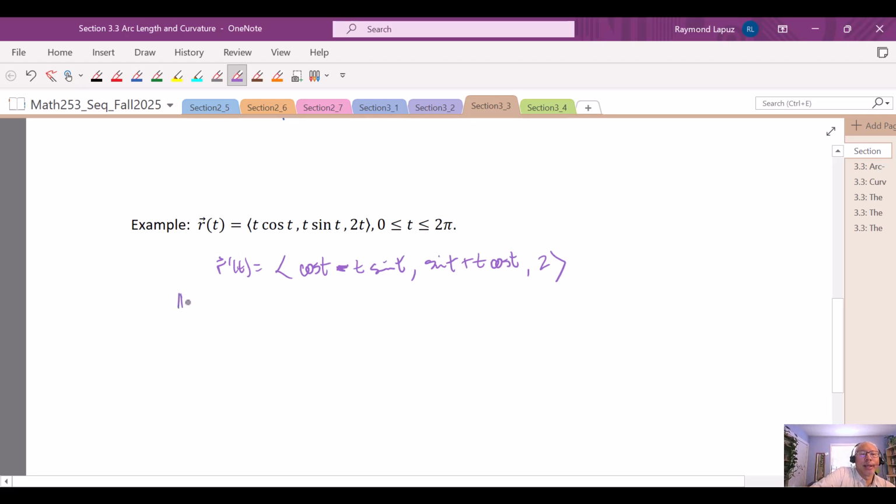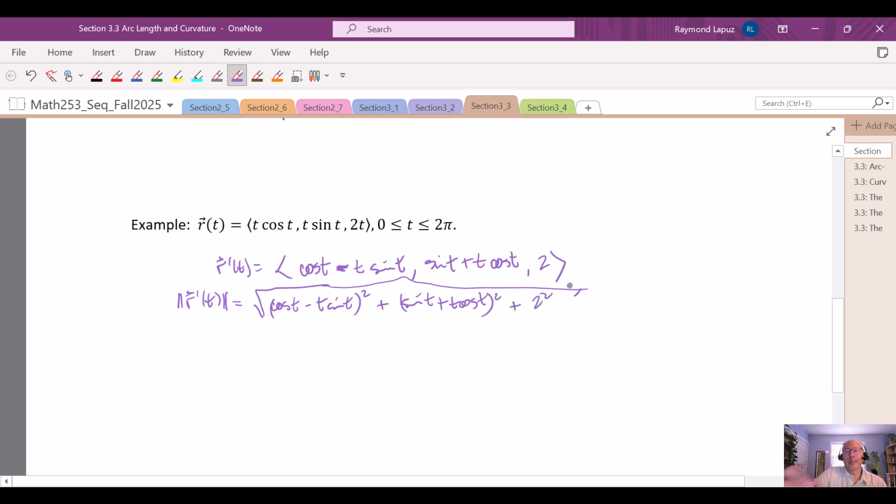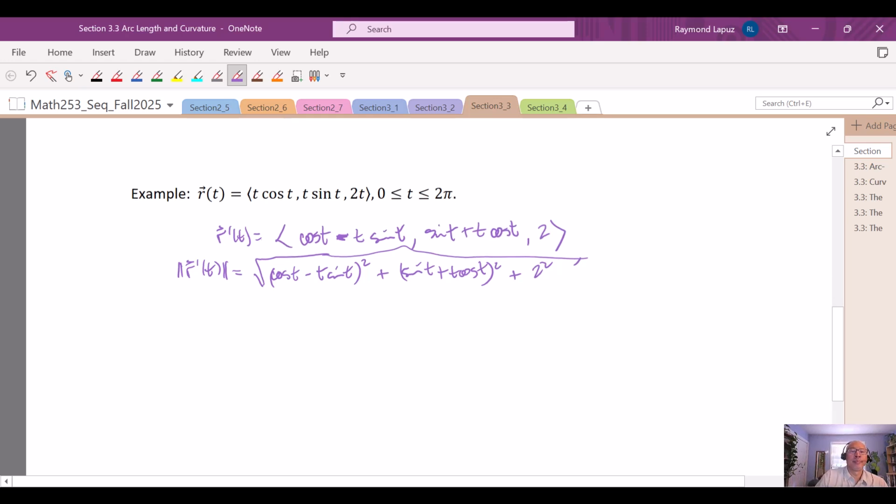We want to find the magnitude of r prime of t to see what we're going to put in the integral. So the magnitude is going to be the square root of cosine t minus t sine t squared. That's our first component. Plus the second component is sine t plus t cosine t quantity squared plus 2 squared. Okay, that looks like a big mess.